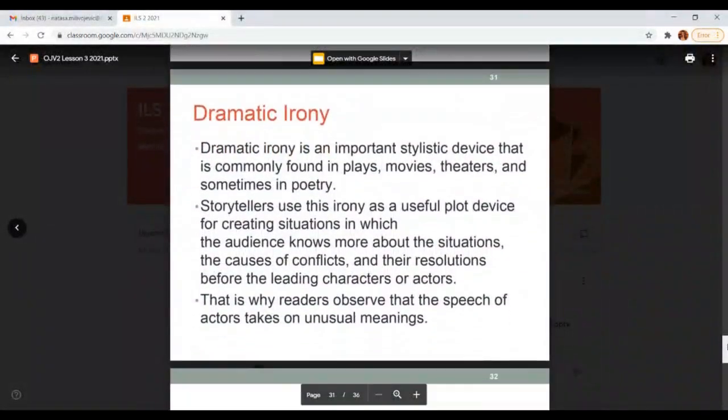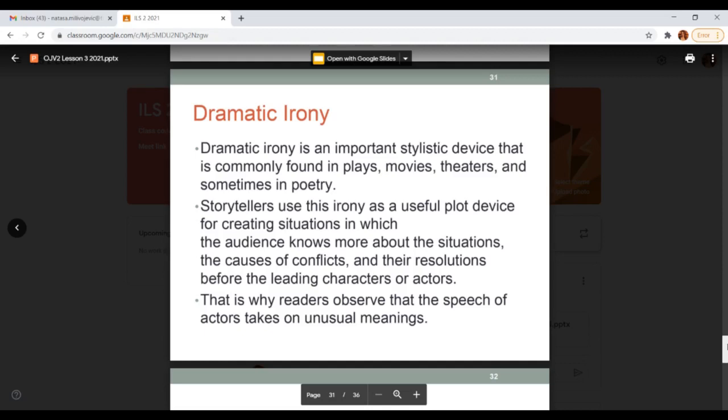And finally, the last type that we are discussing is the so-called dramatic irony. And as we said, this is the case where a twofold ironic story happens because the audience knows more about the story taking place than the characters who are part of it. So it's an important stylistic device, which is commonly found in theater plays, but also in movies, sometimes also in poetry.